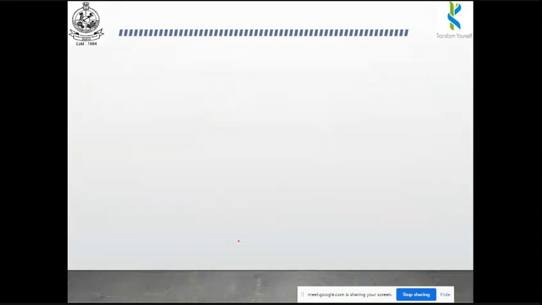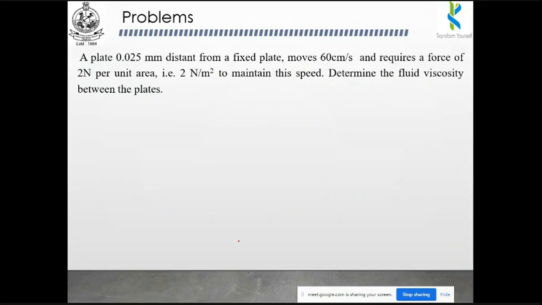Okay, so next we are moving to the problem regarding viscosity. These problems will be solved only by you. I'm not going to solve this problem. I will help you with how to find the answers, going step by step through the procedure. Before that, I'm going to read this problem.